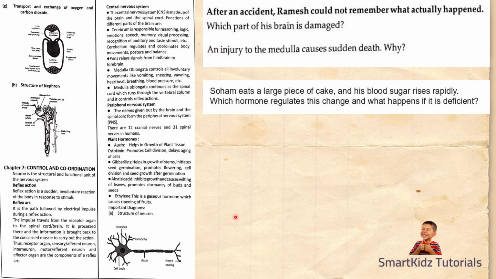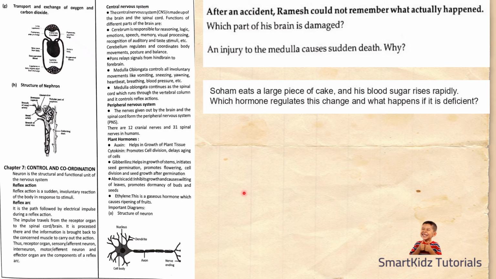Reflex action. Now, in simple words, what is reflex action? When you touch something hot, immediately you remove your hand back. That is a reflex action. If somebody tries to slap you, you close your eyes first. That is reflex action. Your thinking part comes next.